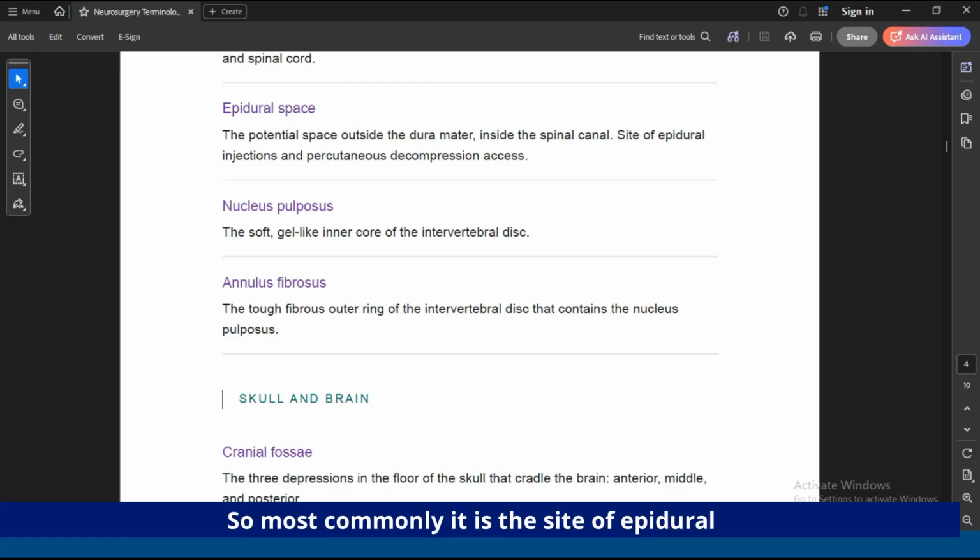Most commonly it is the site of epidural injections and percutaneous decompression access. Most of the time we will see it as epidural steroid injections during pain management coding. So that time this is the epidural space. Space outside the dura mater, inside the spinal canal. So basically in between the dura mater and the spinal canal.